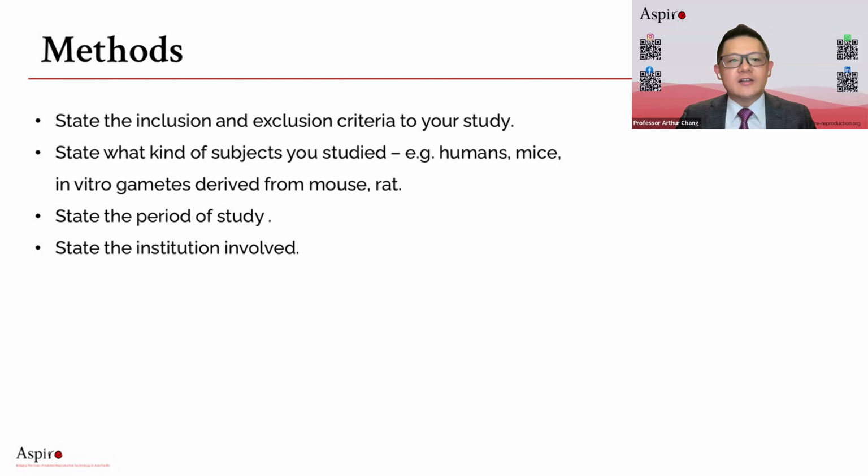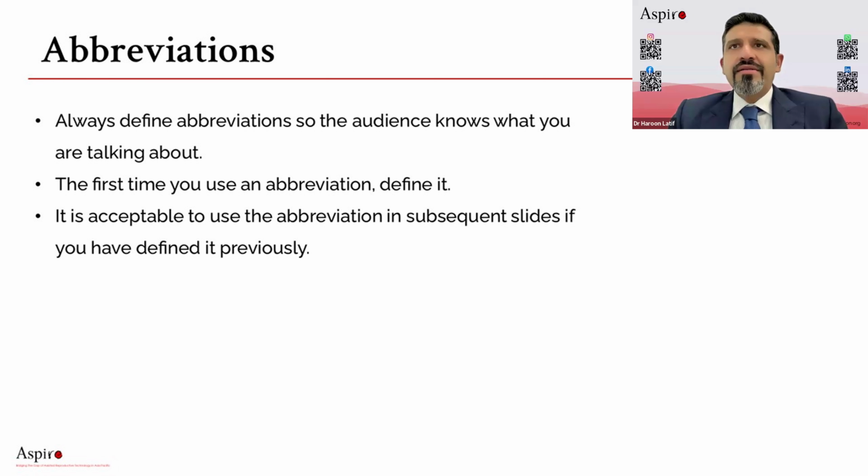Methods. State the inclusion and exclusion criteria to your study. State what kind of subjects you studied. For example, humans, mice, in vitro gametes derived from mouse or rat. State the period of study. State the institution involved.